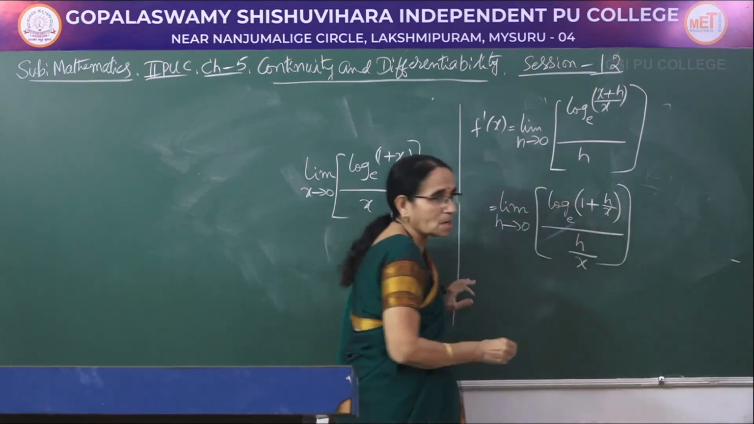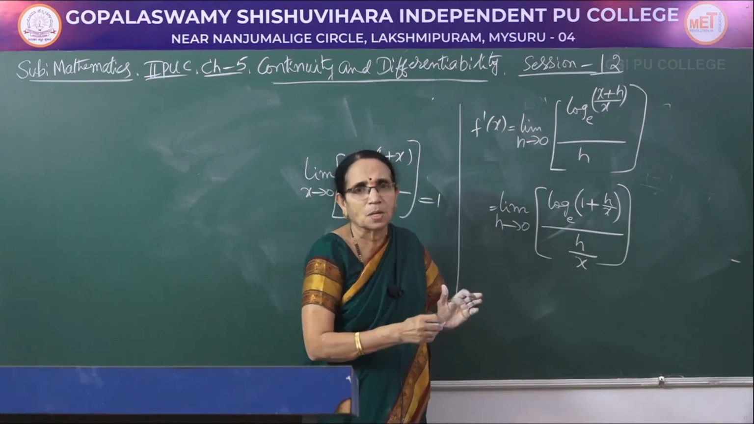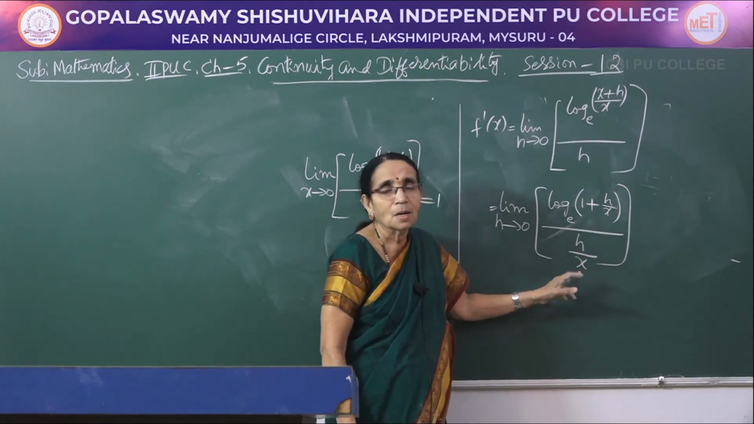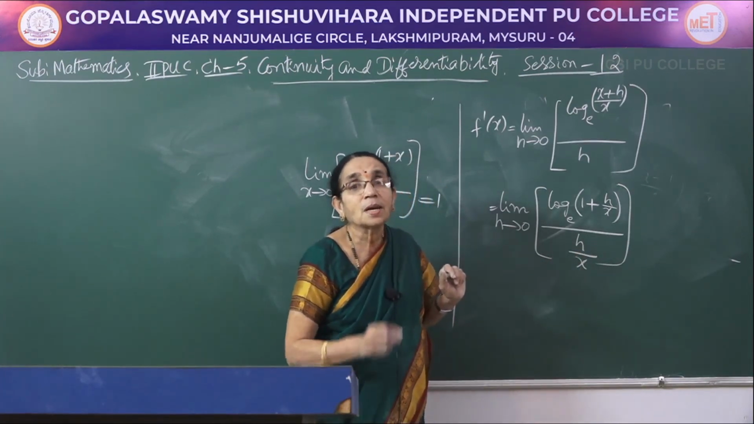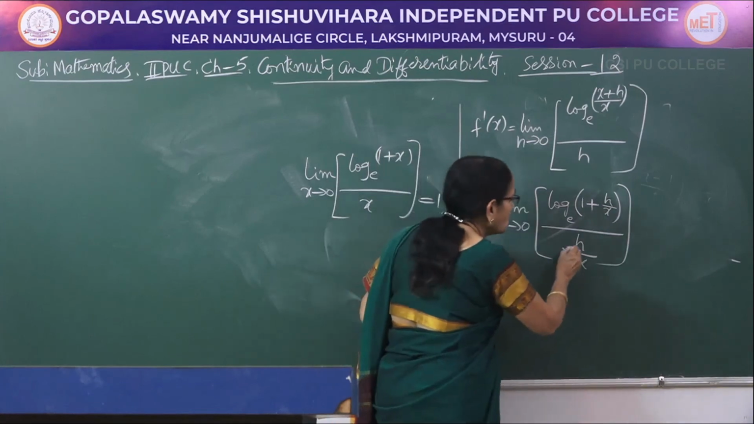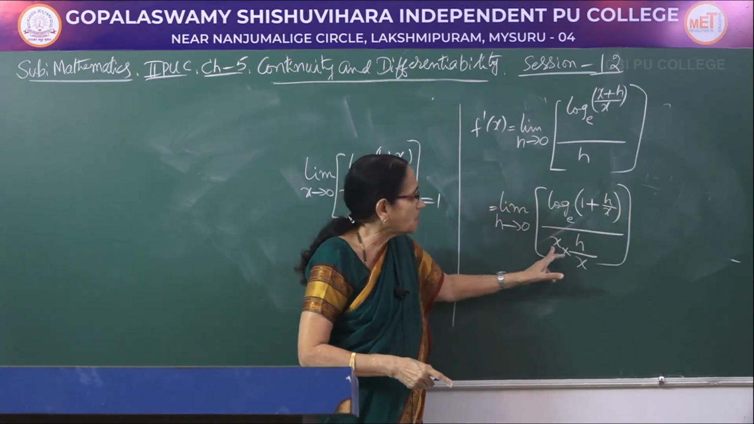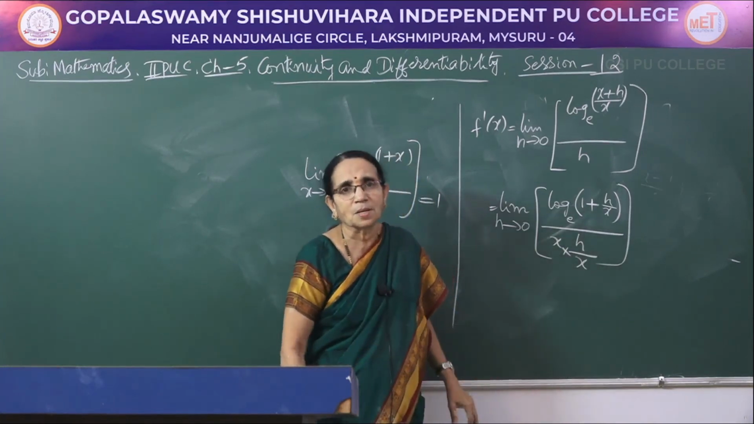Divide the denominator by x. I am doing some adjustment, manipulation. But if you divide the denominator, what happens to the value? It gets changed. Therefore, you multiply. So, what have I done? I have multiplied and divided the denominator itself.